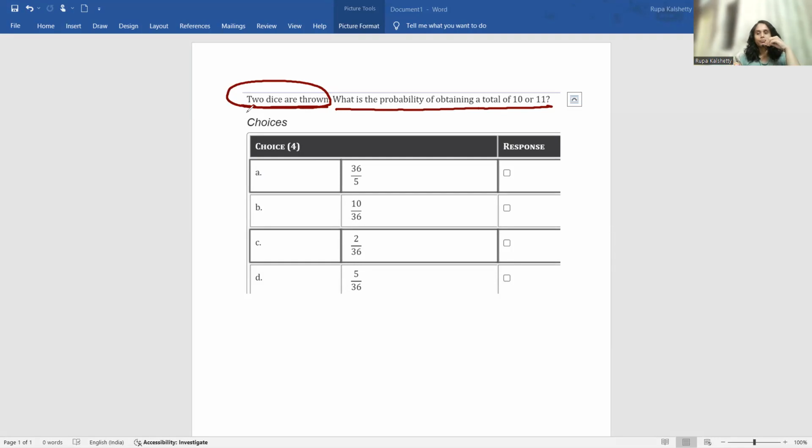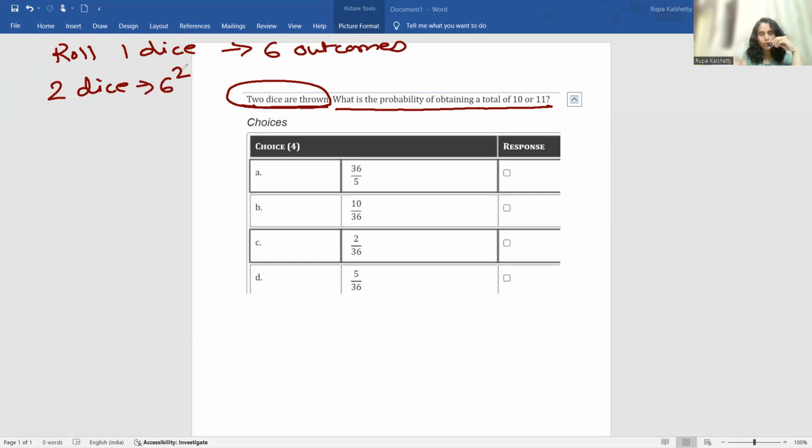Let's understand that if you're throwing only one dice, you know that dice which we use while playing snake and ladder, that dice you roll and it will have 6 outcomes. So if you roll one dice, you have 6 outcomes. But if you roll 2 dice, you're going to have 6 to the power of 2, that's going to be 36. So you're going to have a total of 36 outcomes when you roll 2 dice.